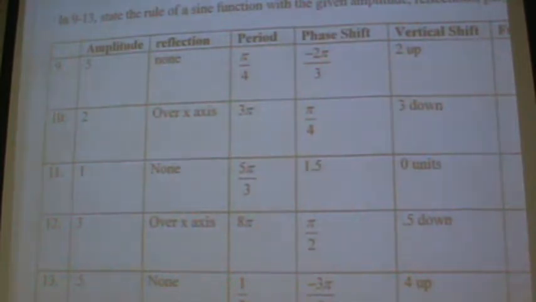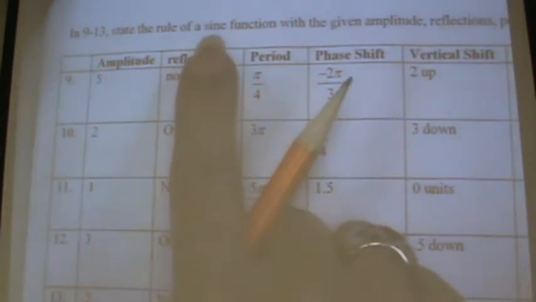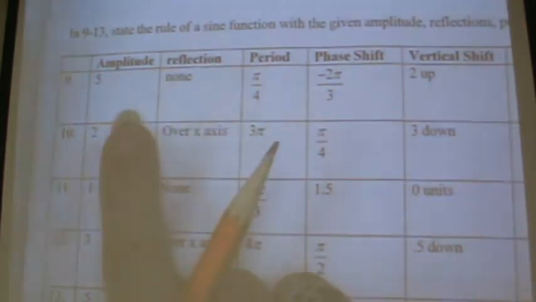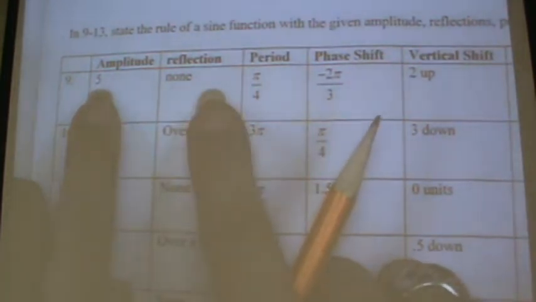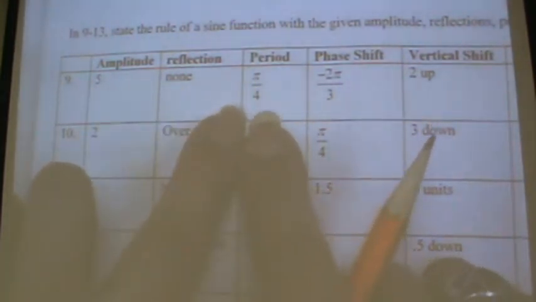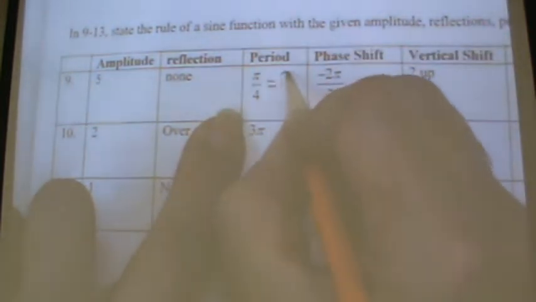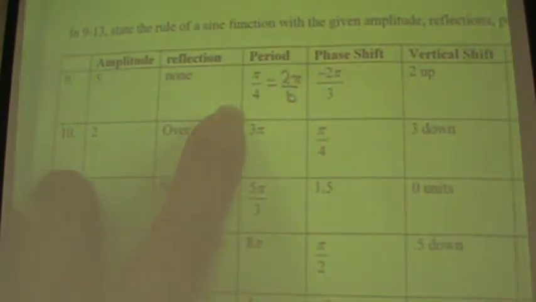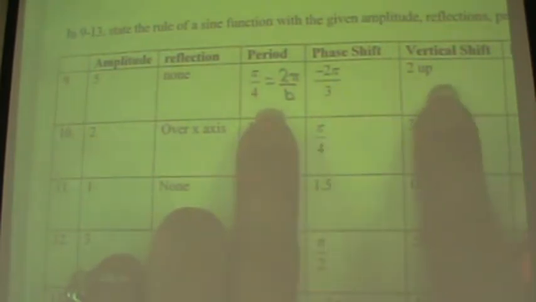Here are 9 through 13 on the first day of 7-4. You are going to be given information, and you have to state the rule for a sine. They're all sine problems. So for number 9, we've got an amplitude of 5. We have no reflection, but the period is pi over 4. You're going to set this equal to 2 pi over b. We have to find b. The phase shift is negative 2 pi over 3 units to the left, and it's up 2.